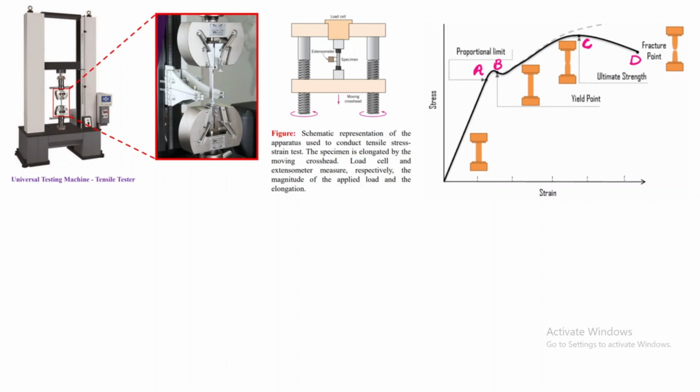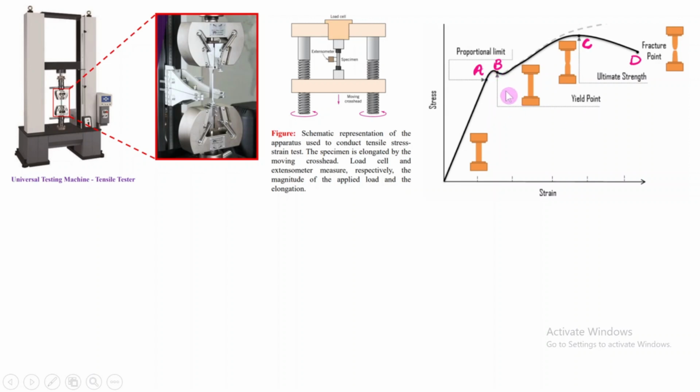This means that here the sample is still elastic. Up to here the sample is elastic, and this B is the last limit for the elasticity of the sample. Beyond this B, the material will not be elastic. So this B is called the elastic limit or yield point.